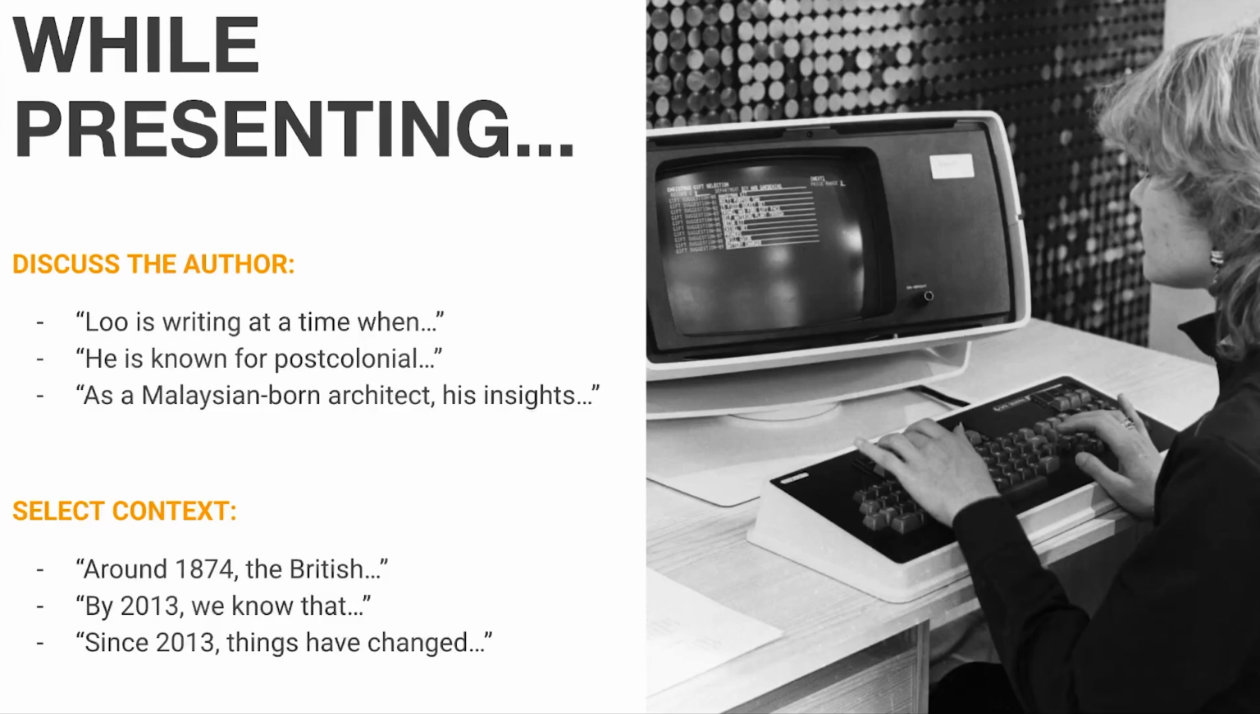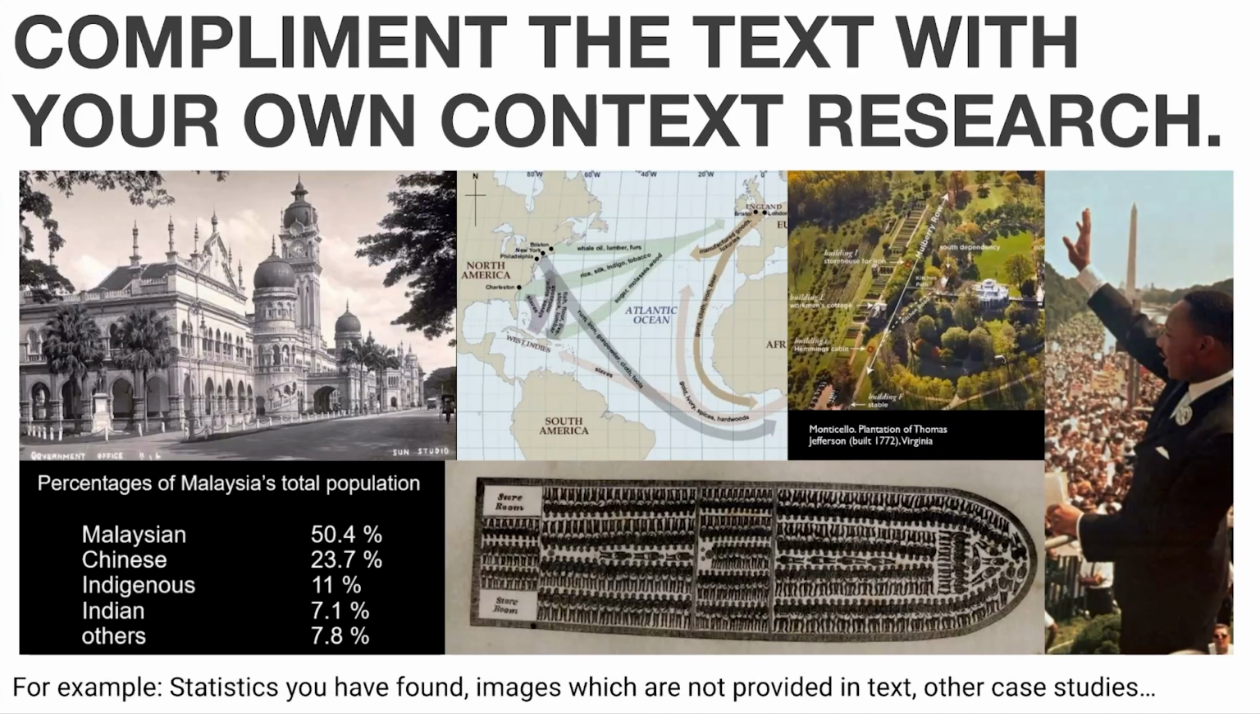You then have to select different context which you would like to give us. So, for example, you could say, around 1874, the British. By 2013, we know that. And since 2013, things have changed in various ways. Make sure that in your presentation you complement the text with your own context research.